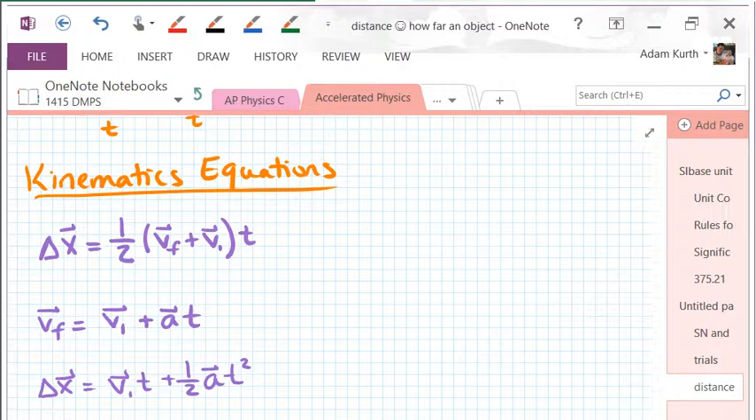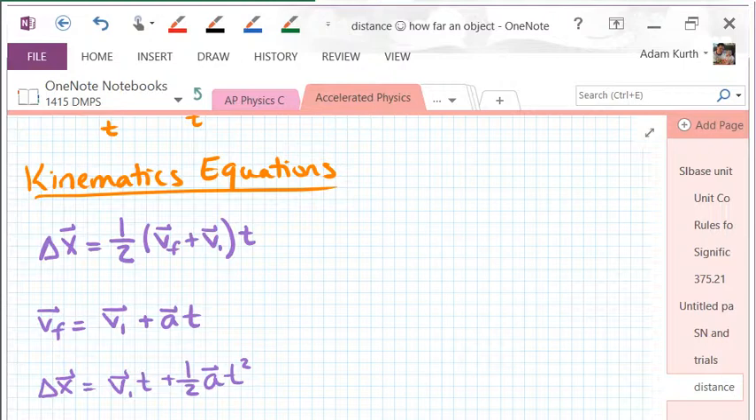A lot of them have a VF in them. How many of them have a VF in them? 3 of them. How many of them have a T in them? 3. How many of them have an A in them? 3. And how many of them have a delta x in them? 3. Okay, so do you notice besides VI, the answer is 3 to everything, right? So there's something missing in each equation.